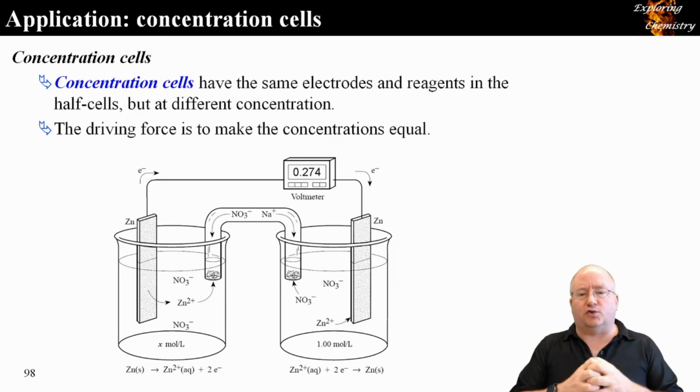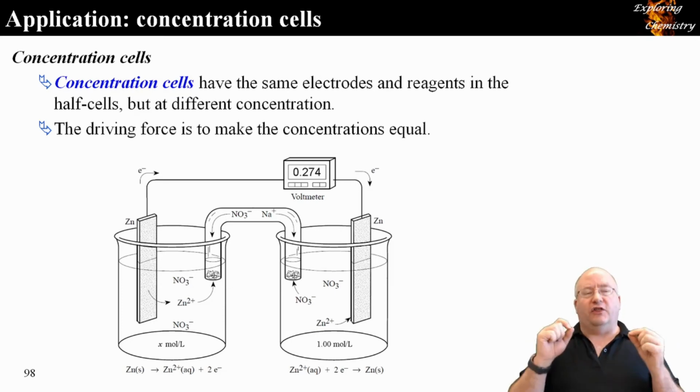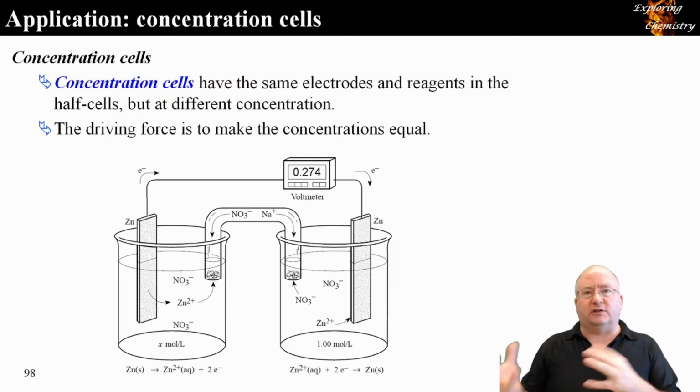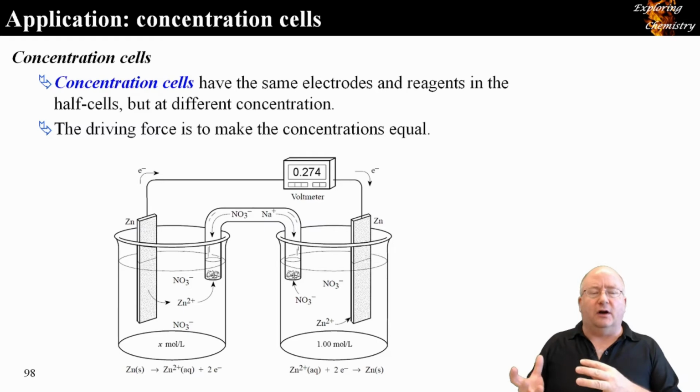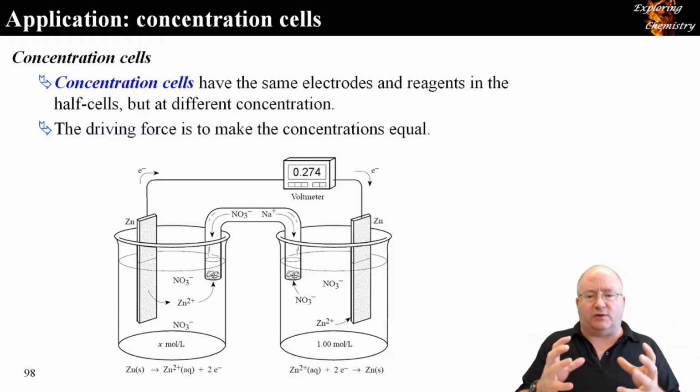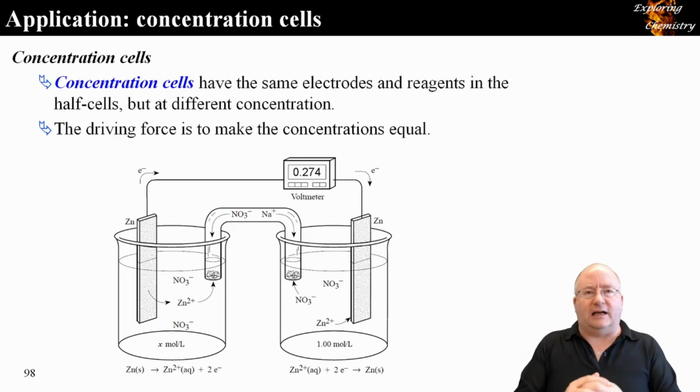Because there is a concentration difference, there is a voltage difference. When we talked about osmotic pressure earlier, the reason that osmosis occurs is to try to make the concentrations equal. Well, you can see it as osmotic pressure, or you can see it here as an electrochemical potential. You want to make the concentrations equal. And by measuring the voltage difference, you're able to calculate the difference in concentration between the two half cells.